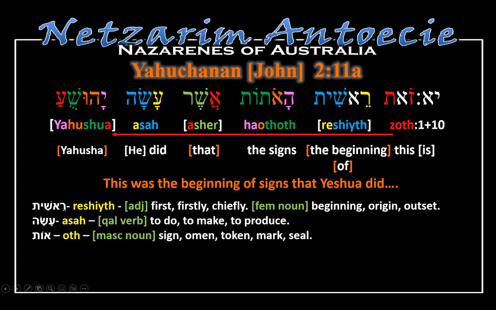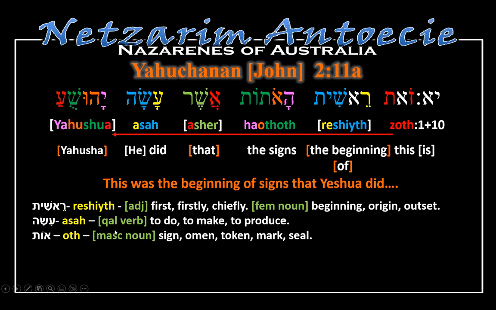So we read it. Zot, meaning this, and I've added is. Reshit, meaning the beginning of. Ha'otot, meaning the signs. If we look at reshit as an adjective, it can mean first, firstly, chiefly, but as a feminine noun, it can also mean beginning, origin, outset. So we could use it as the beginning of the signs as well. Asher, that, asa, he did, Yahushua, or Yahusha. This is the beginning of signs that Yeshua did.